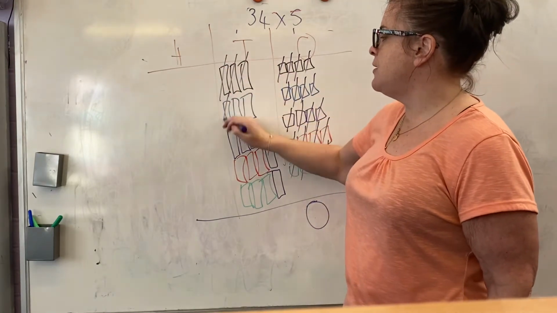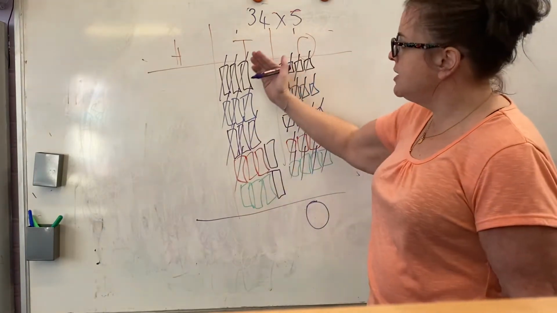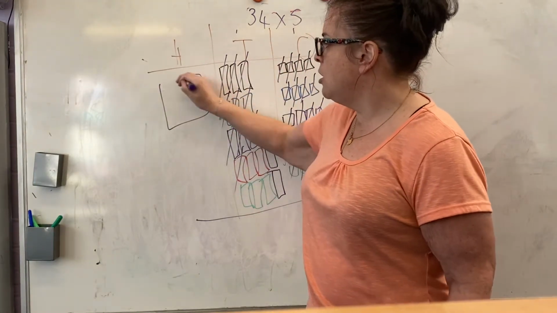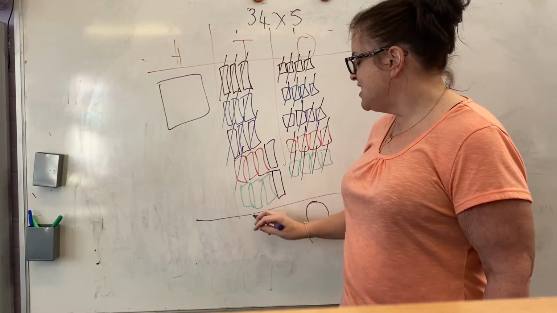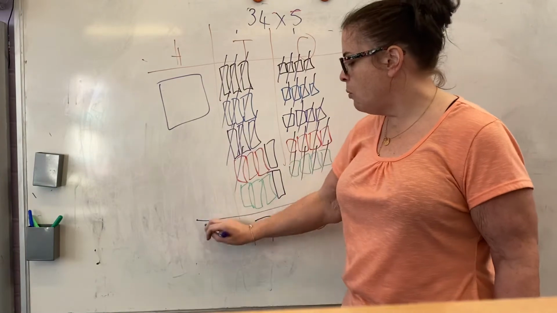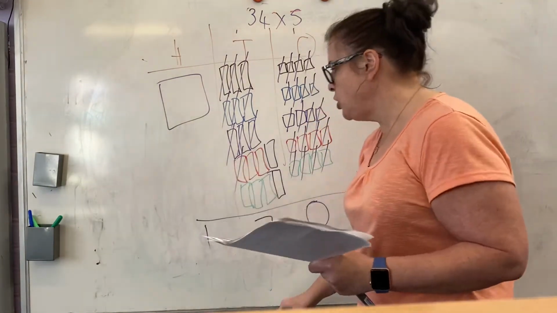1, 2, 3, 4, 5, 6, 7, 8, 9, 10. We know what to do. 10 tens make 100. I've exchanged. Then I've got 1, 2, 3, 4, 5, 6, 7 left. And I've got 100. 170. Right, that's my pictorial using my Deans.